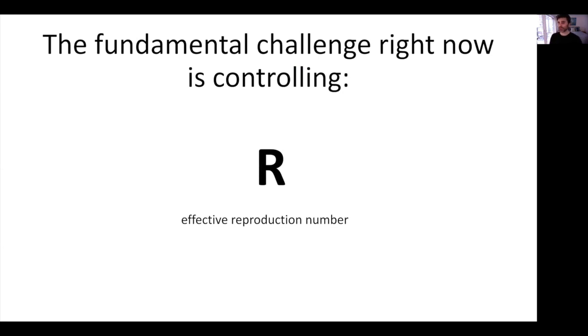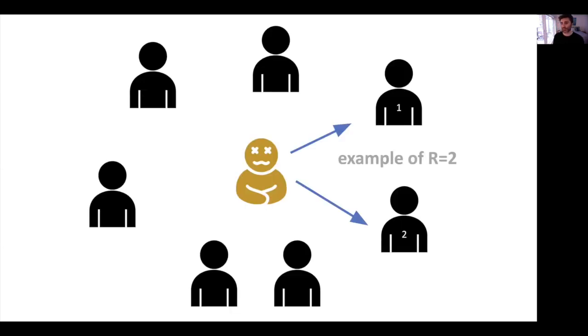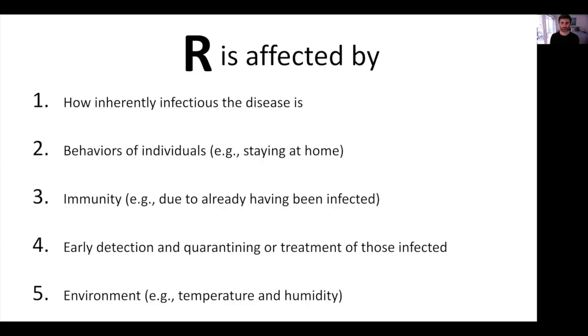Right now, the fundamental challenge we face is controlling R, which stands for the effective reproduction number. Now, the way to think about R is that for one person that is infected, how many people, while they have the virus, are they going to infect on average? So this is an example where R equals 2, where each infected person on average infects 2 other people before they're better. Now, R is affected by a lot of different factors. It's affected by how inherently infectious the disease is, by the behaviors of individuals, such as whether people choose to stay at home or go out a lot. It's affected by immunity, for example, which you might have because you were already infected.